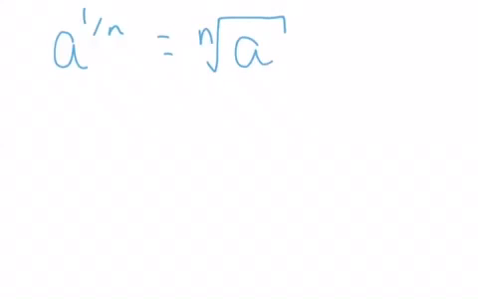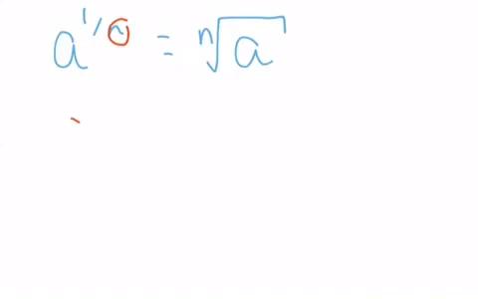Now the rule is this: when you're raising a base to the power of 1 over something, the answer is going to be the root of the base. In this case it's the nth root of the base, because we are raising the base to the power of 1 over n. So because it's over n, we take the nth root.